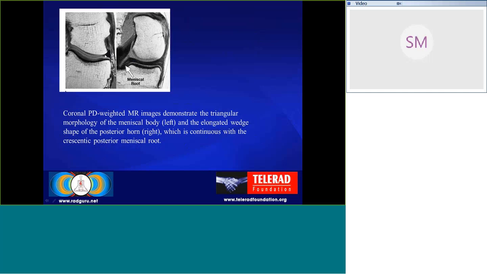So this is the body of the meniscus on coronal images, which has a triangular pattern, but has an elongated, wedge-shaped posterior horn that is contiguous with the root. This is called the meniscal root, which is the attachment site to the tibia.